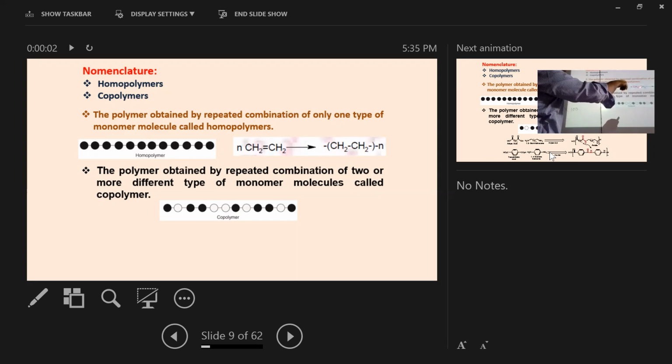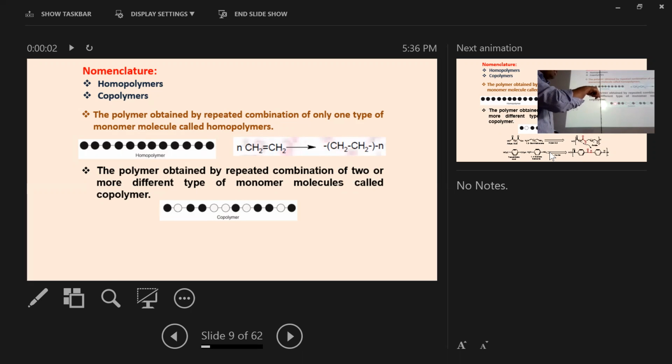So all the repeating units are same. So we are getting the homopolymers. And if you have, here you can see, this is black, this is another one. So here you have another pattern.